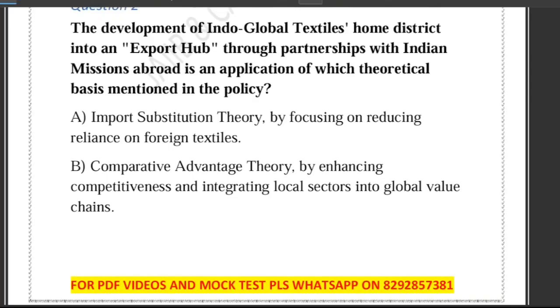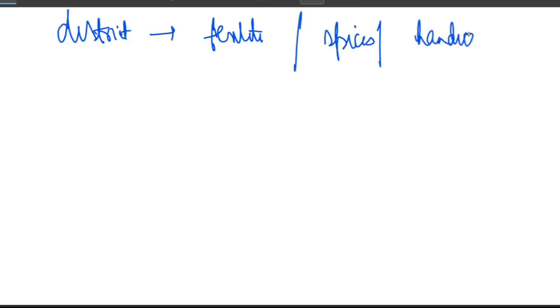This question is saying that the government is turning certain districts into export hubs, meaning that a district will be known for a specific product that they are naturally good at producing. For example, let me give you some examples to understand it clearly. One district may be good at textile. Another district may be good at spices. Another district may be good at handicraft.